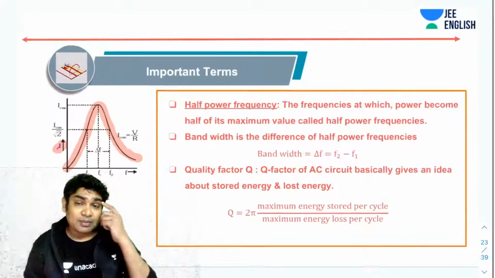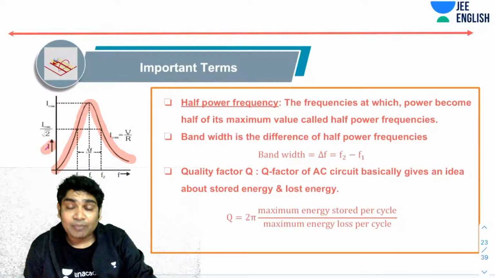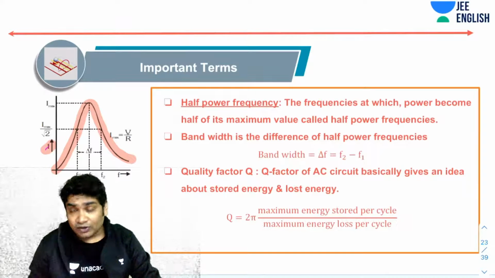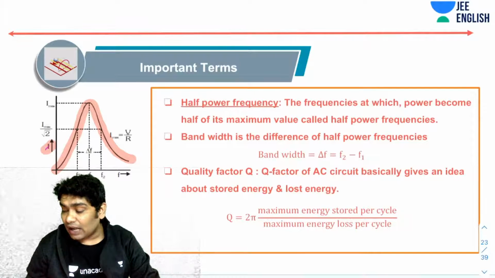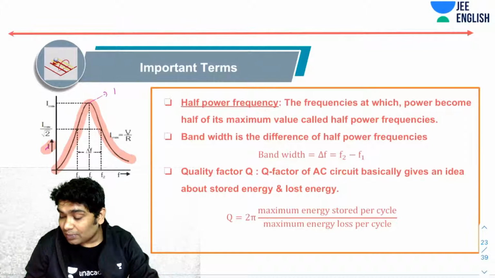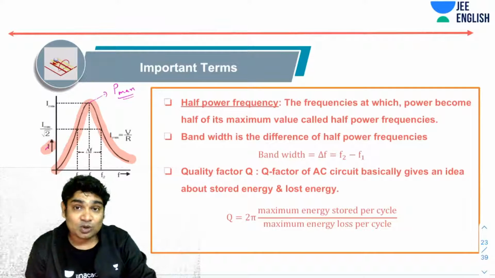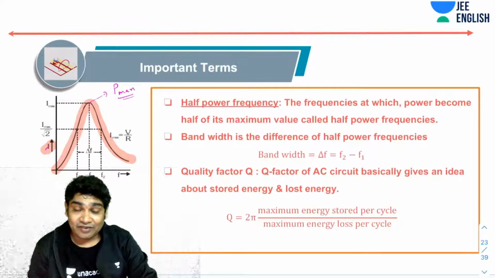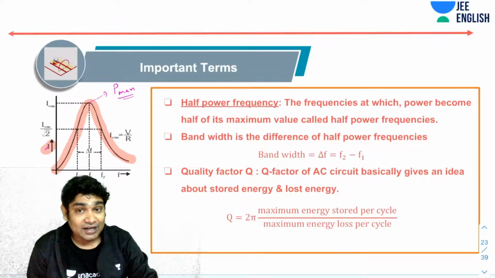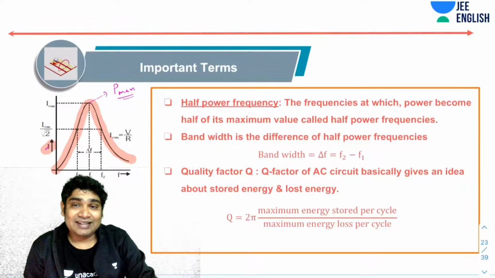Now we will talk about some important terms related to this. First we'll talk about half power frequency. So what is half power frequency? There will be two frequencies. Maximum power will be consumed at the resonant frequency, I hope you realize, because the current is maximum and all the current is going through the resistance. Again, we will discuss the entire power consumption in LCR circuits or AC circuits in the next class. But still, you should have this idea that at this current, the power consumed would be the maximum.